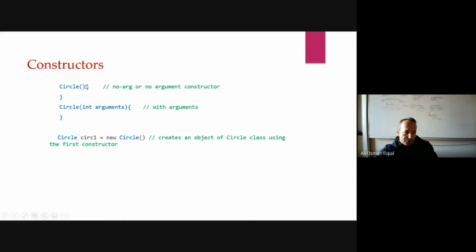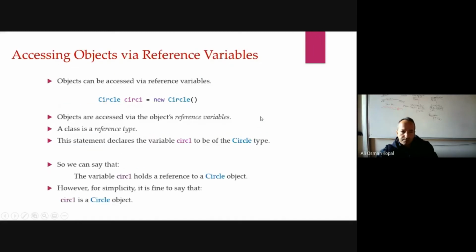It's going to create, as you see, there are two constructors here. One of them is no argument, another one is with arguments. You can create an object of the Circle class using the first constructor, or you can create an object by using the second constructor. This one has only one argument, so I use that one here. It is flexible, as you see. It lets you create objects like this.